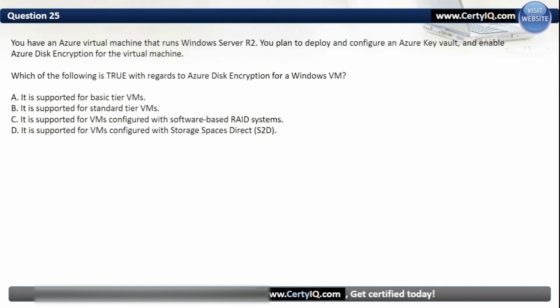Question 25. You have an Azure virtual machine that runs Windows Server R2. You plan to deploy and configure an Azure Key Vault and enable Azure Disk Encryption for the virtual machine. Which of the following is true with regards to Azure Disk Encryption for a Windows virtual machine? Our options are A. It is supported for basic tier virtual machines, B. It is supported for standard tier virtual machines, C. It is supported for virtual machines configured with software-based RAID systems, or D. It is supported for virtual machines configured with Storage Spaces Direct. The correct option is B. It is supported for standard tier virtual machines.